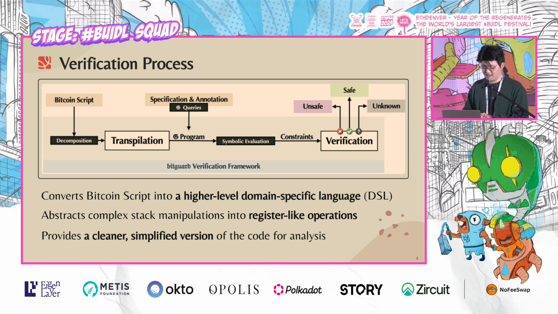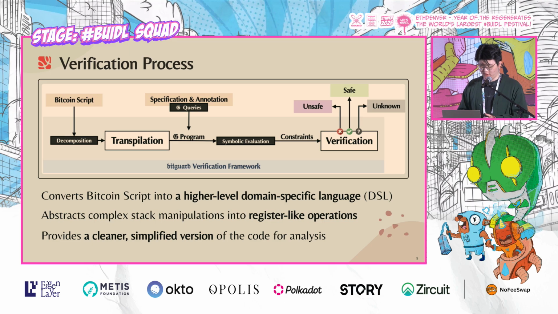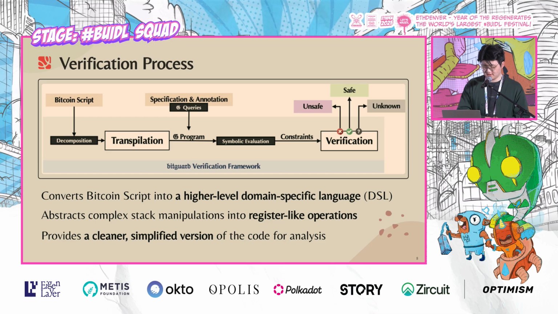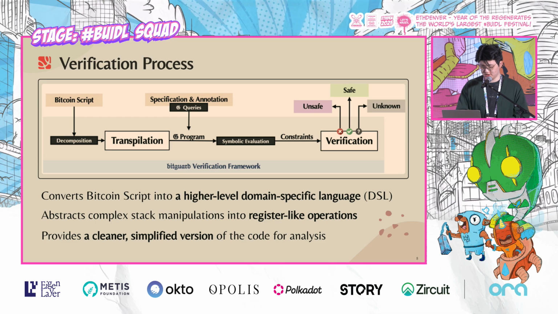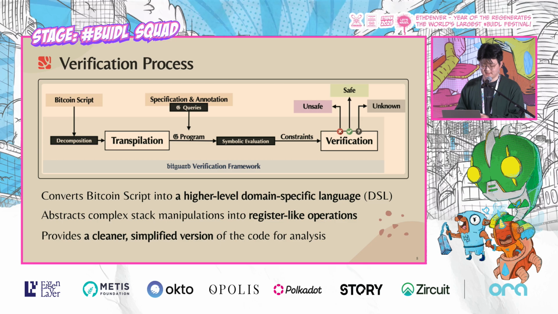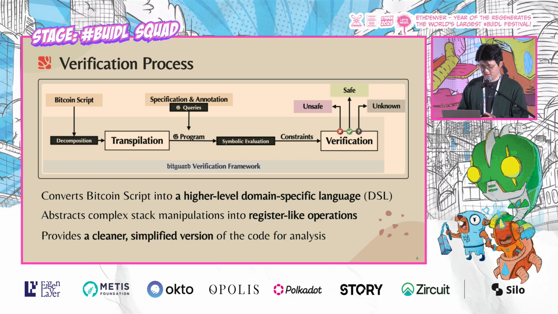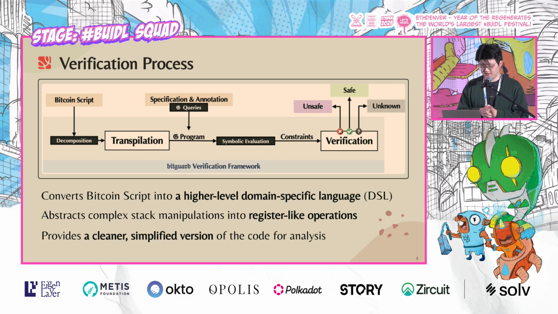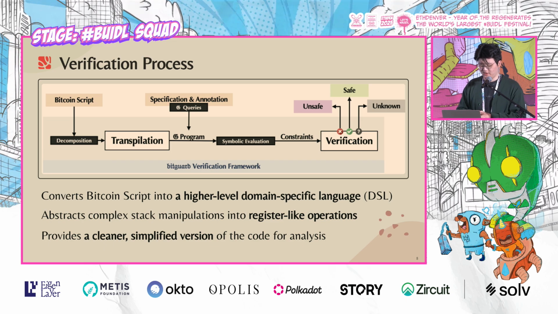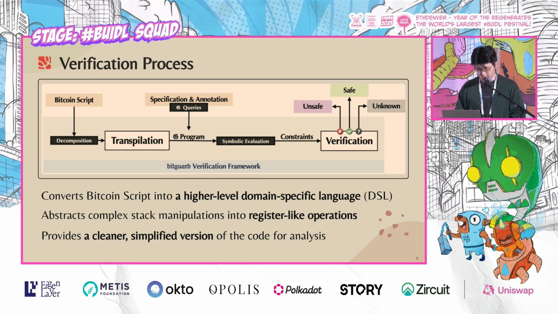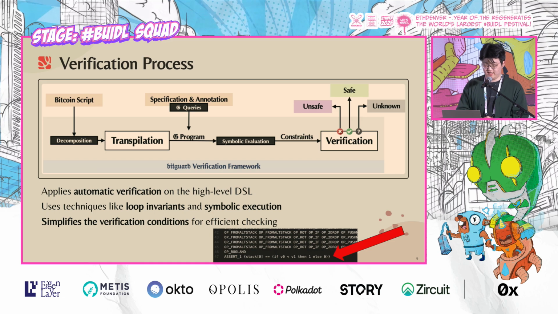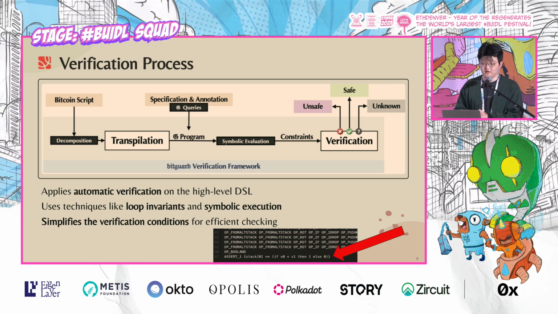So imagine you have a complicated card trick that involves reordering cards in a very precise way. Our conversion process takes that complex procedure and rewrites it as simple steps like add, copy, move, much like clear instructions. This results in a cleaner, simplified version of the original Bitcoin script that we can analyze much more easily. And after we have this high-level DSL, the next phase is to automatically verify this code.